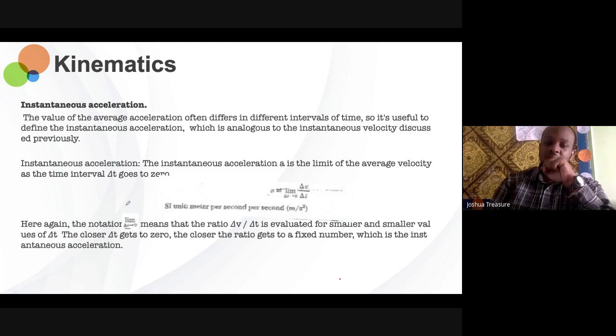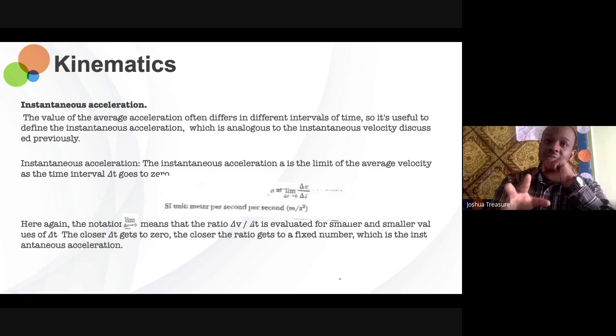So here again, the notation limit delta t goes to zero means that the average of delta v over delta t, which would be our acceleration, is evaluated for smaller and smaller values of delta t. The closer delta t gets to zero, the closer the ratio gets to a fixed number. So this would be at a particular instant. All right, I know it sounds technical, but all we're trying to say for this slide is that delta t is not zero. Delta t is going towards zero.